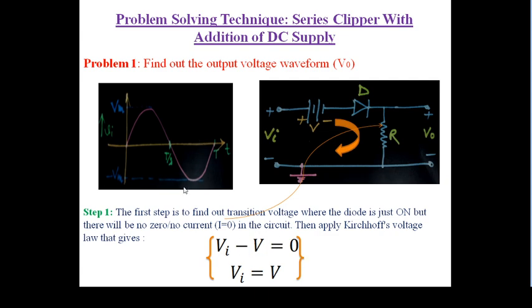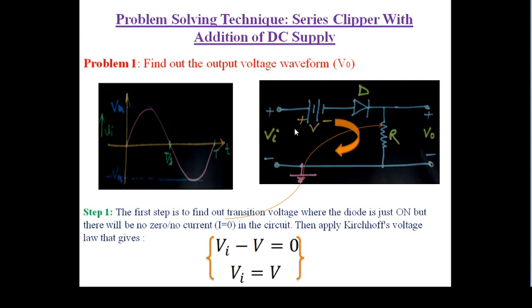Vi equals V is a line parallel to the x-axis, or we can say the time axis, that will give the diode transition phase, and after that line the diode will conduct or not conduct. So this one is the very first step. In any case you have to first find out the transition voltage. So these are the steps, very simple.